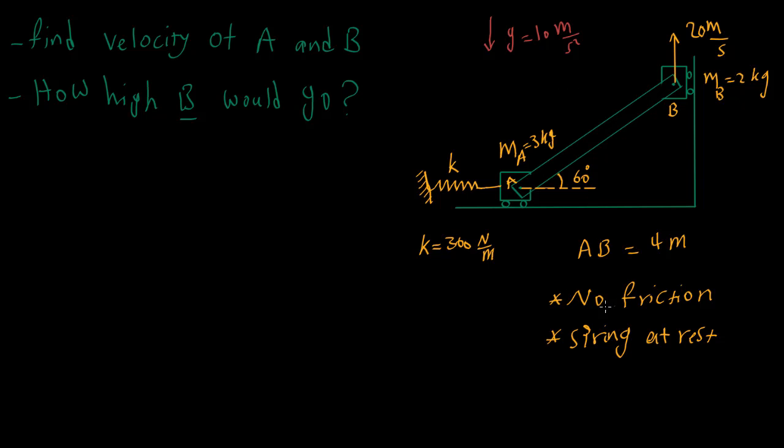We don't have any friction, and also the spring is at rest here. So this is the initial length of the spring. There is no energy stored in the spring at this moment. So we want to find the velocity of slider A and B, and also figure out how high slider B would go because of this initial velocity.